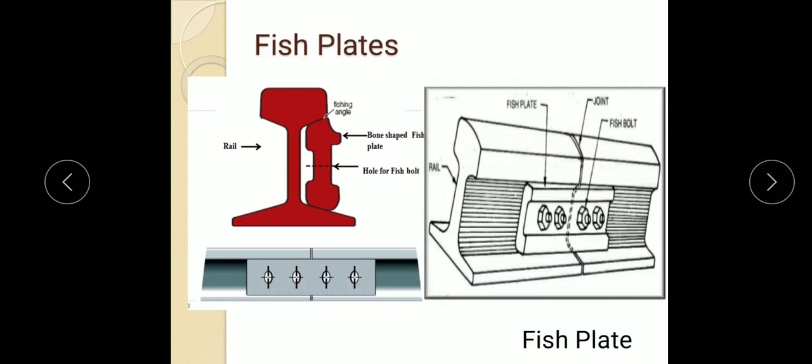Here this first figure shows a flat footed type of rail section, and this is a fish plate. Here we can see the fish bolts.